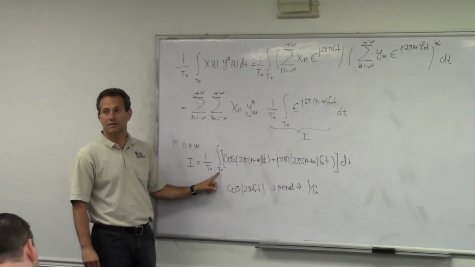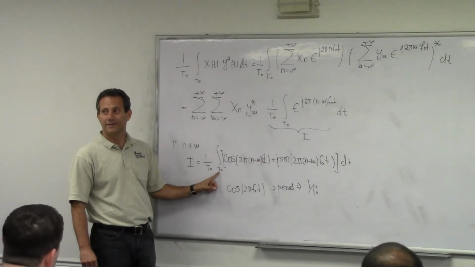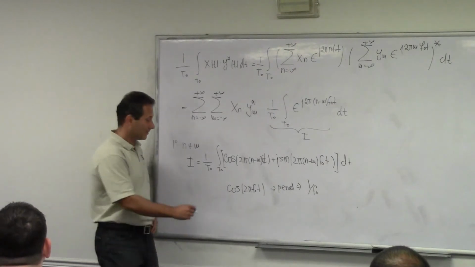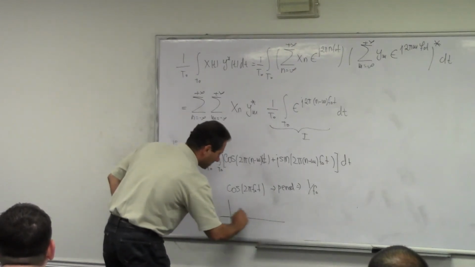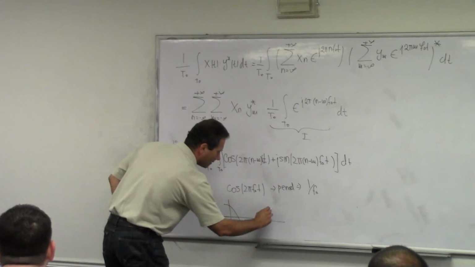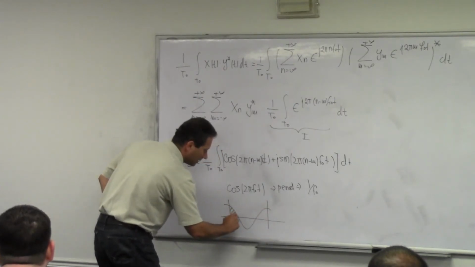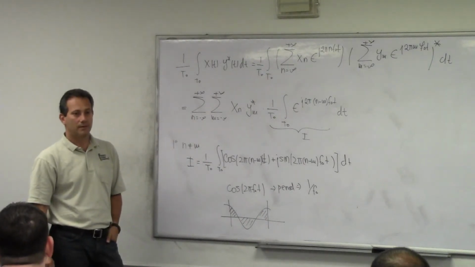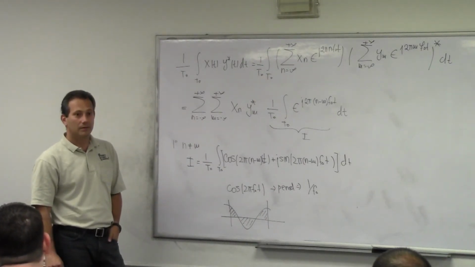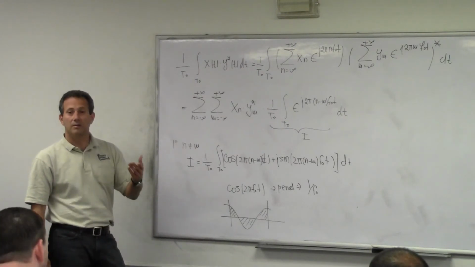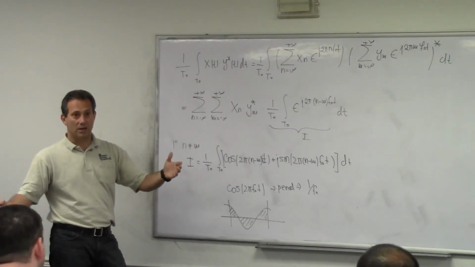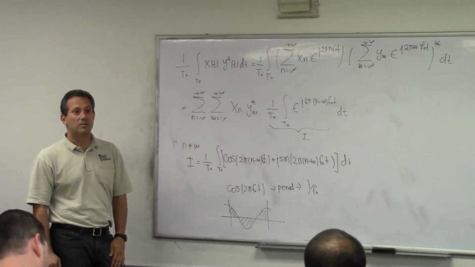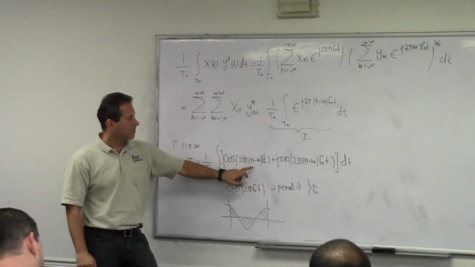So what is the value of that integral? Look, I have a cosine, and I'm integrating over, let's say, 1 period. So what's the value of the integral? What's the area under the curve? 0. Integrating cosine or sine over an integer number of periods is 0. So this is 0. How about this one?